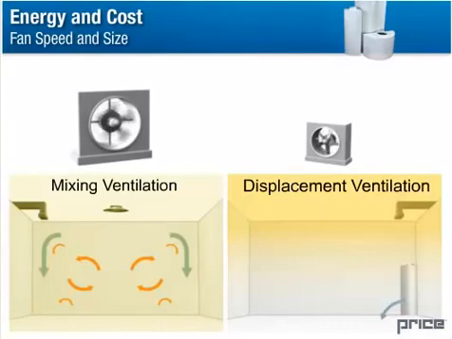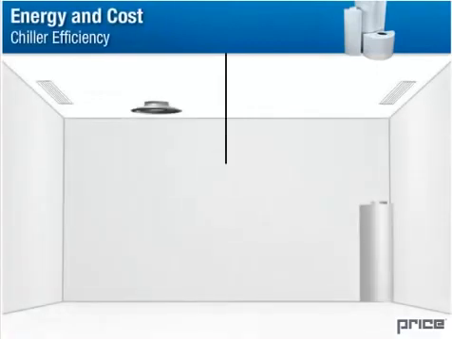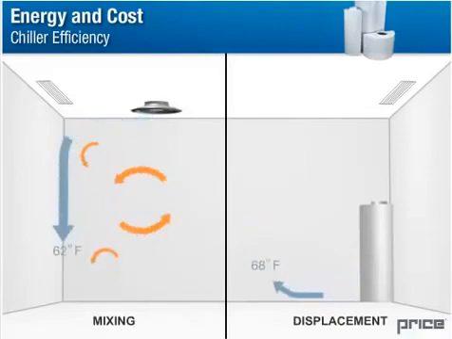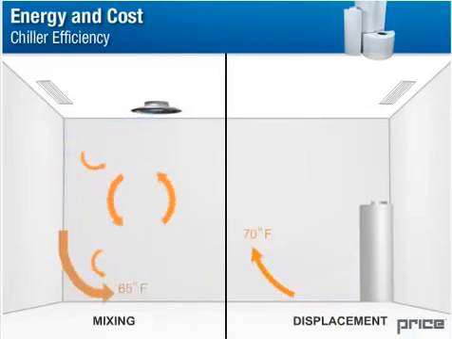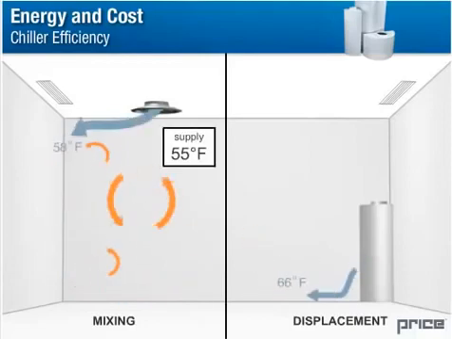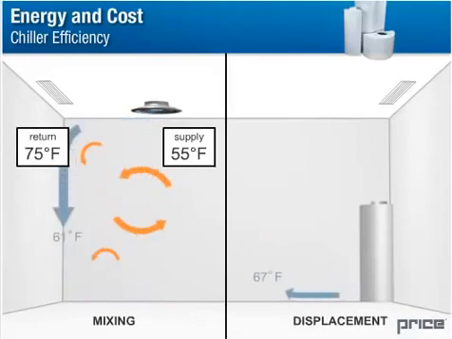In addition to this, the lower pressure and velocity of the supply air coupled with the reduced fan power greatly decrease energy consumption. Just as the supply air temperatures are higher in a displacement ventilation system, so too are the return temperatures. In a typical mixing system, the supply air temperature is approximately 55 degrees Fahrenheit and the return air temperature is approximately 75 degrees Fahrenheit.